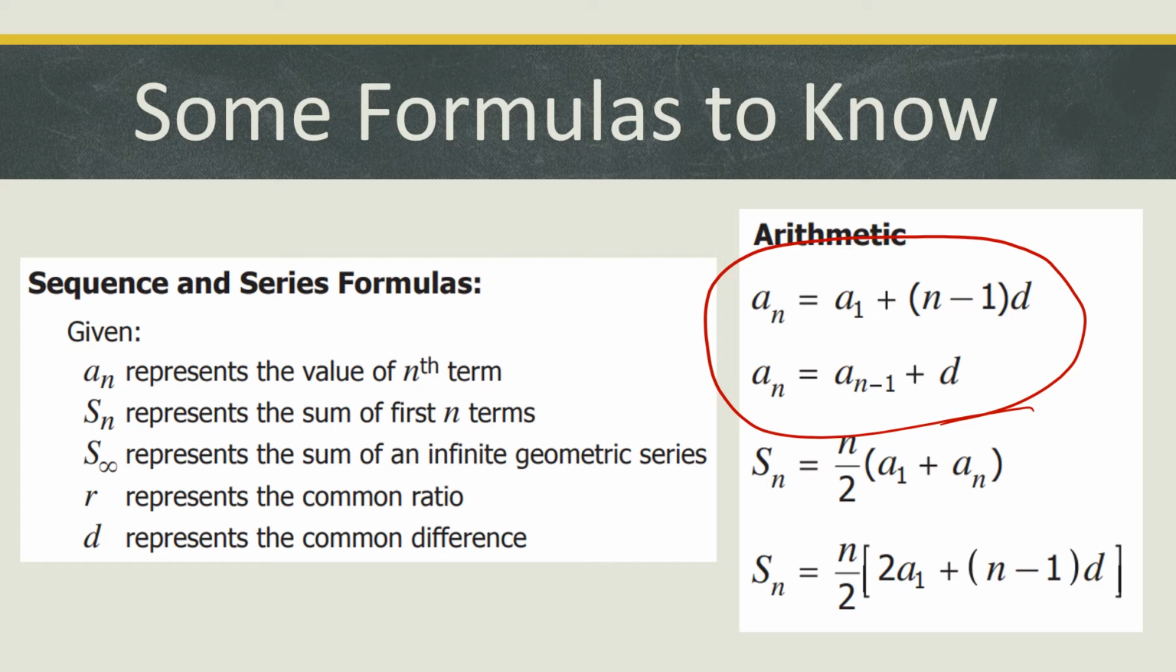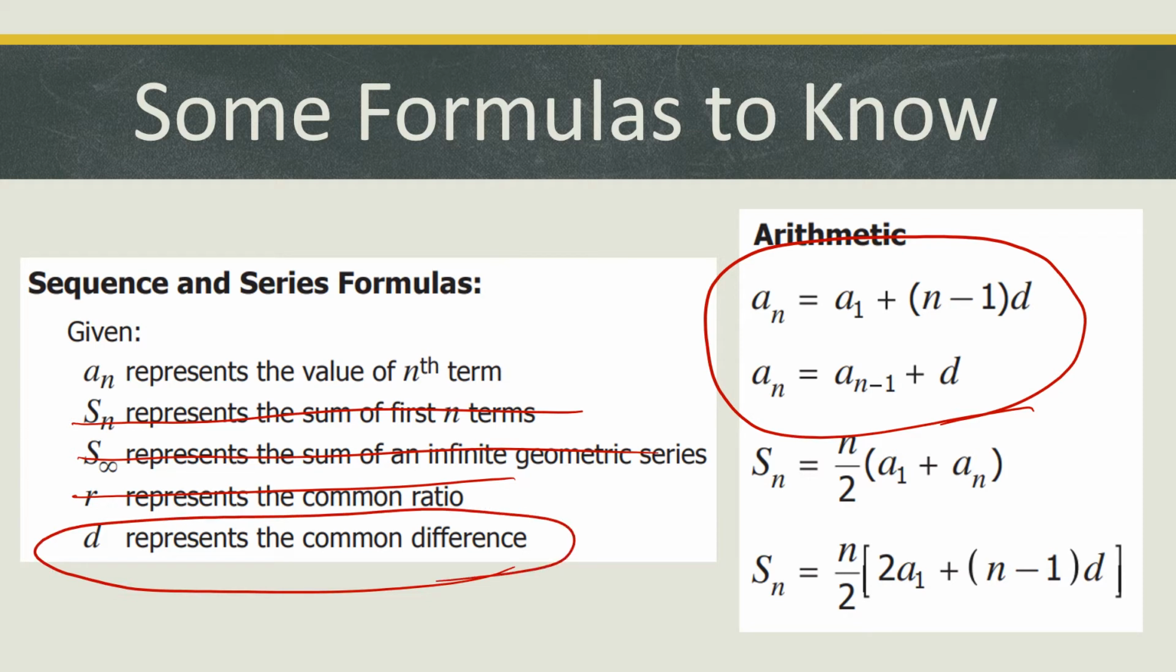There's A sub 1 and A sub n, and so I need to talk to you real briefly about what that means. We're not looking at the S's. We're not looking at the R's. All that means we're looking at D, which is the common difference. A sub n means the nth term in the sequence. So A sub 1 means the first term. So hopefully this will make a little bit more sense when we look at a couple examples.